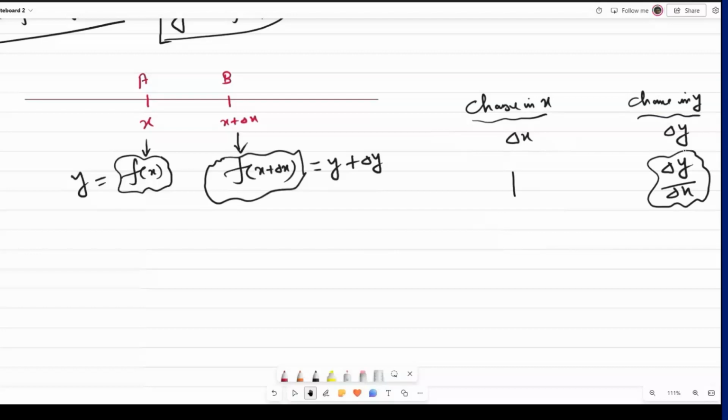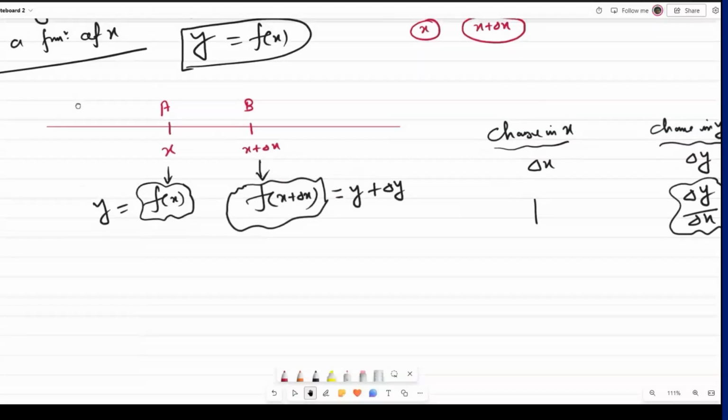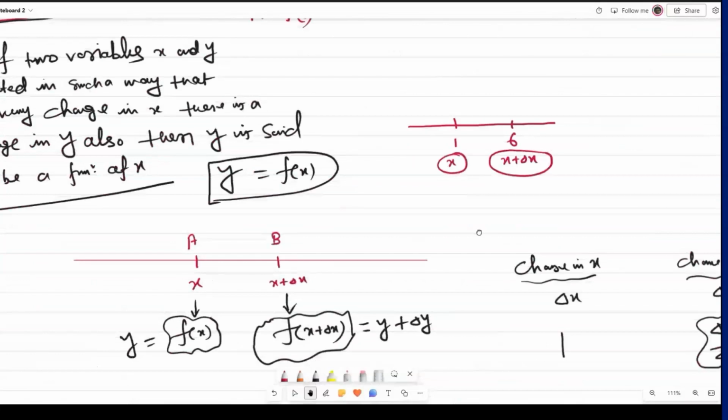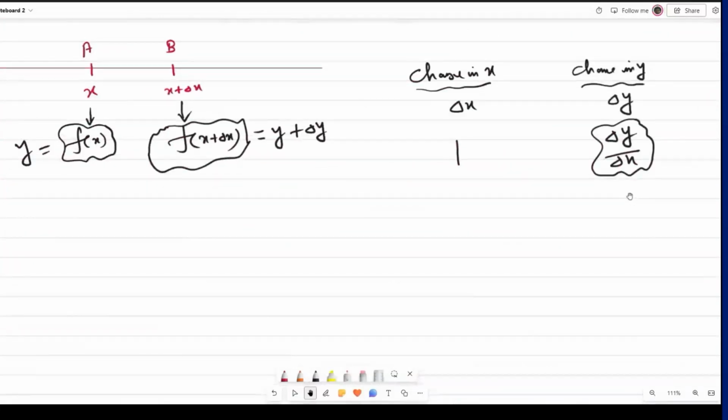Isn't it? This is the average change in y. Like average velocity, this is the average change in y. This is in mathematics, and this is in physics: delta x by delta t. This is in mathematics. There is no contradiction. Here we are denoting it by variable; there all those physical quantities are there. Change in x is delta x, here delta y, so delta y by delta x. This you refer to as the average change in y. It's called the average change in y.